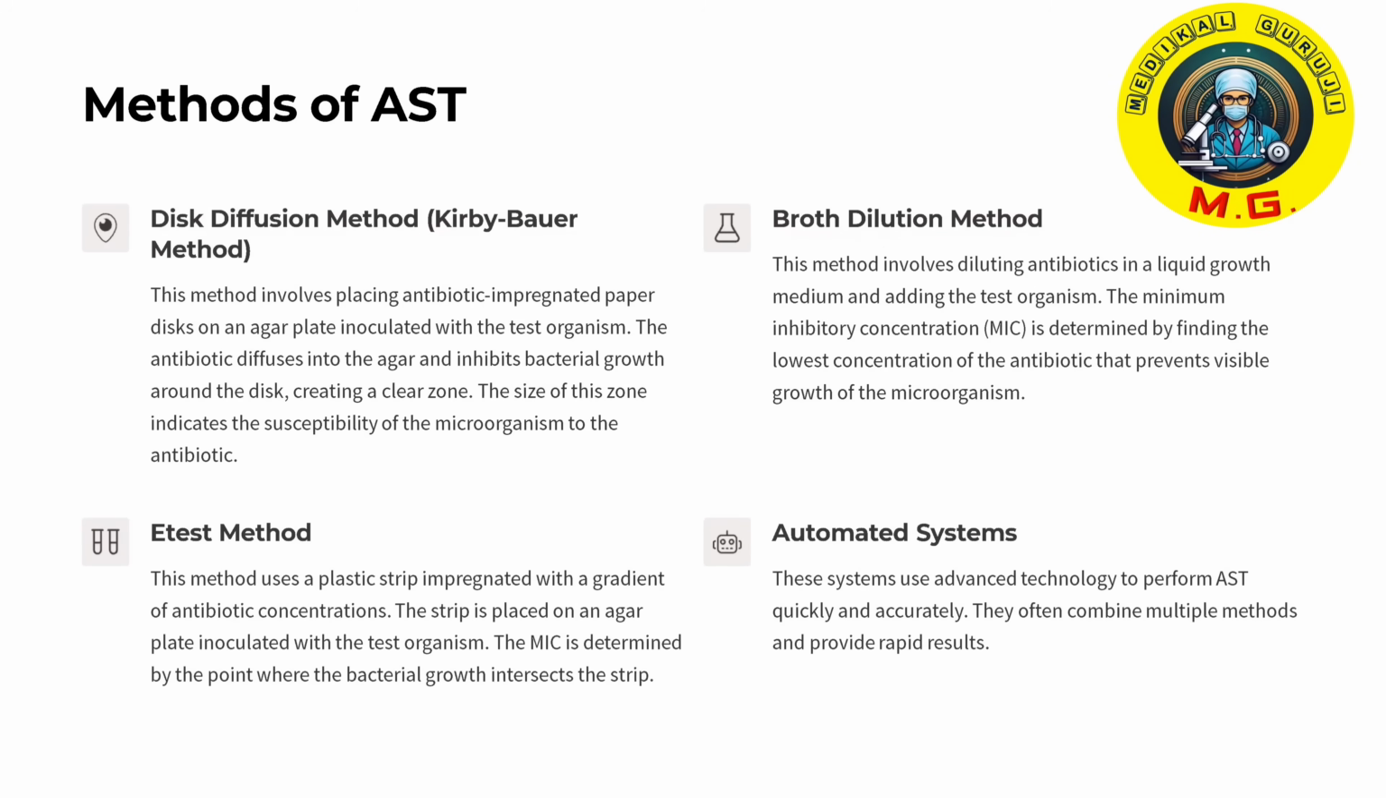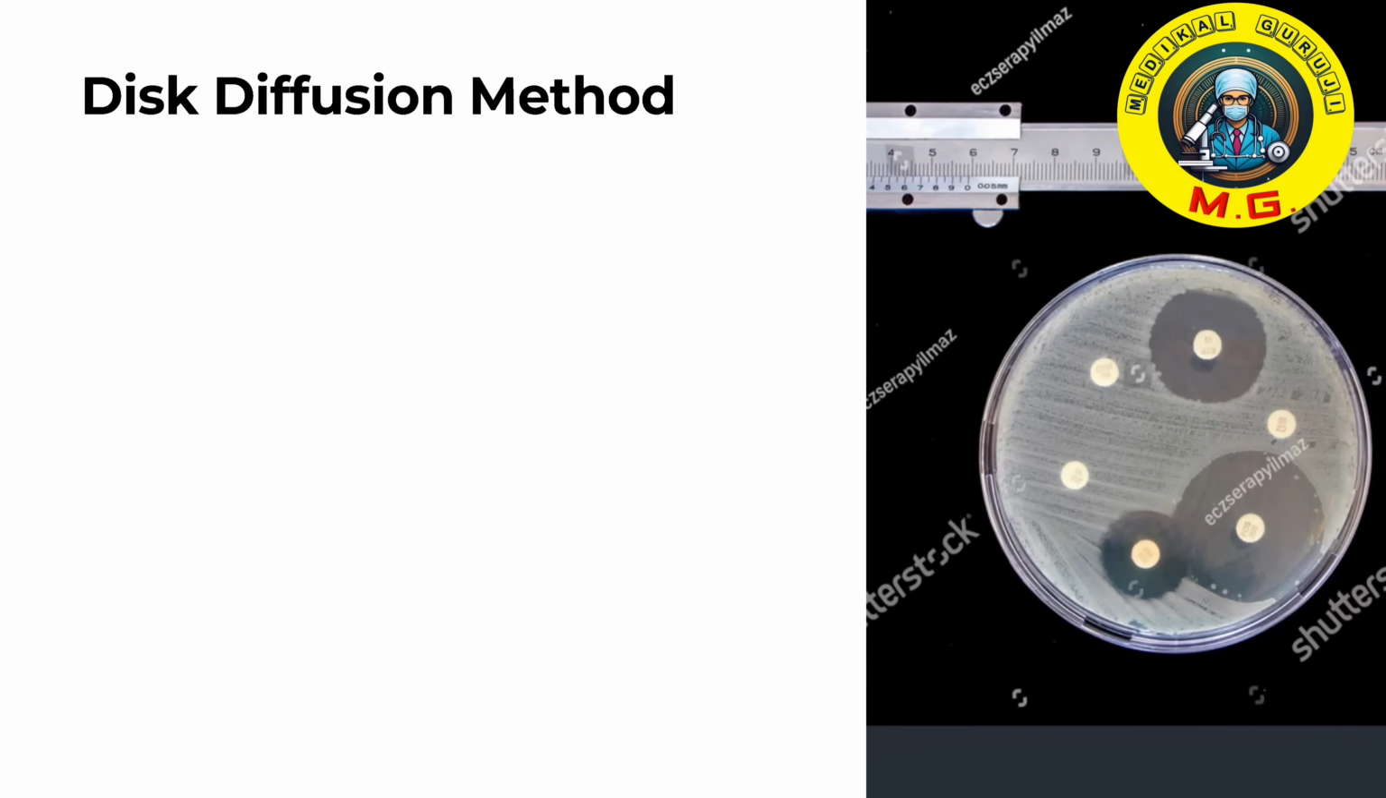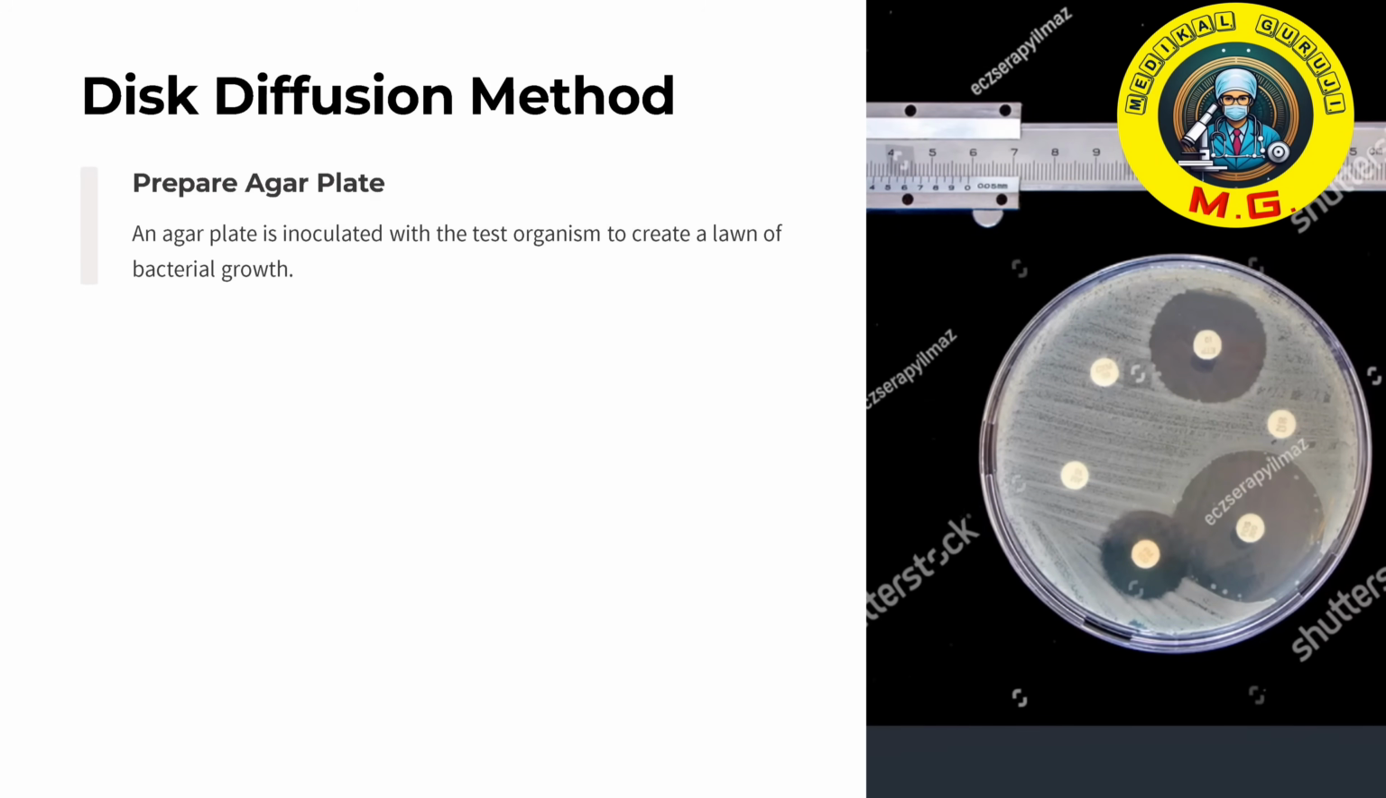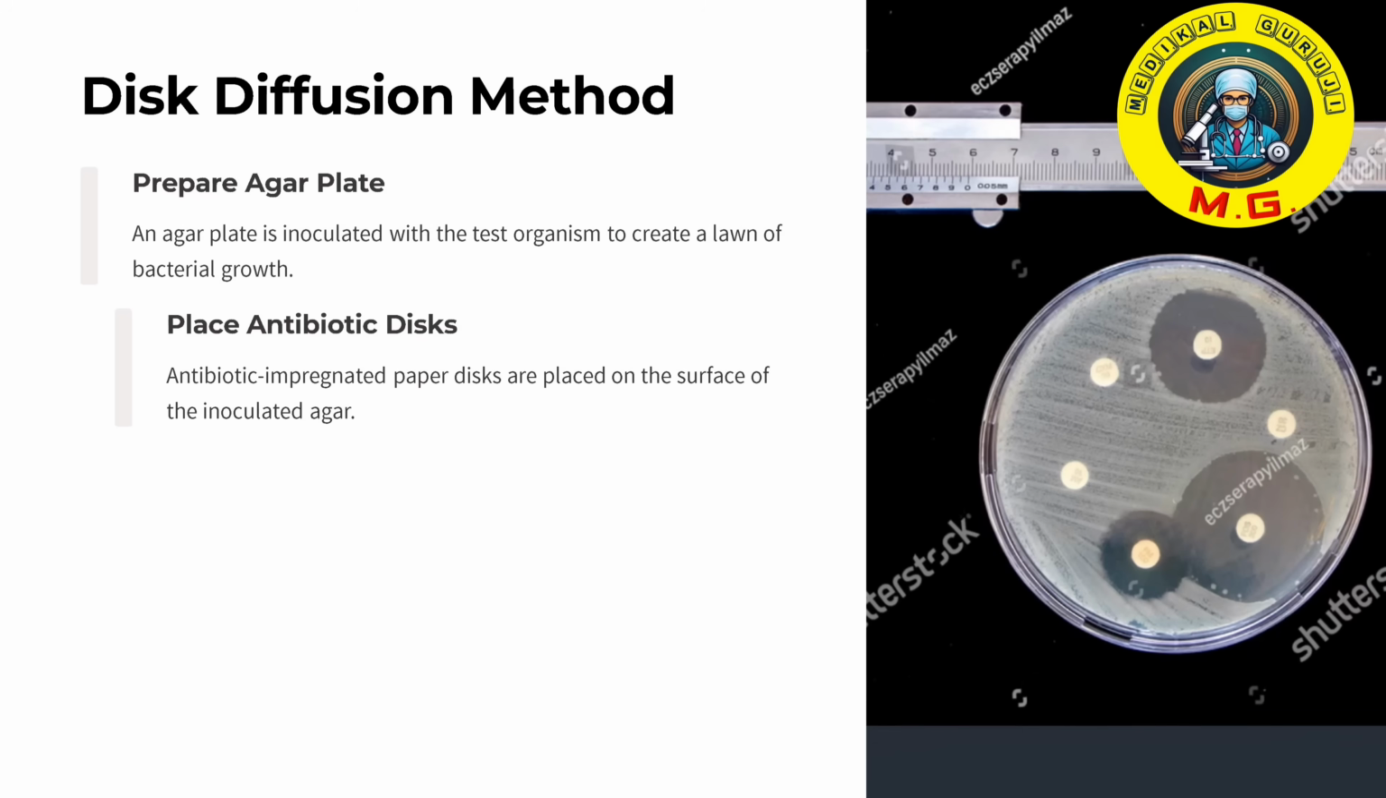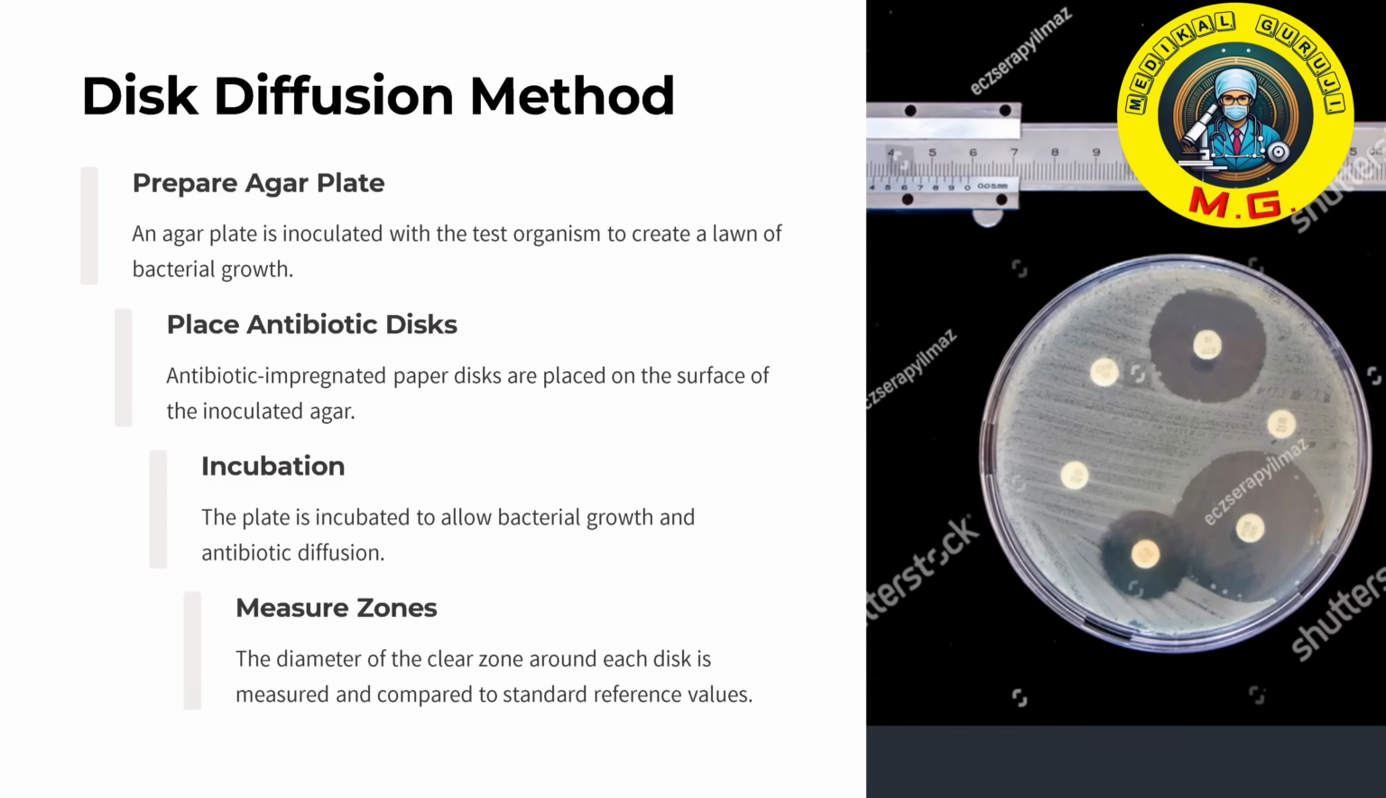There are several methods used for AST. The first one is the disk diffusion method, that is the Kirby-Bauer method. This method involves placing an antibiotic impregnated paper disc on an agar plate inoculated with the test organism. The antibiotic diffuses into the agar and inhibits bacterial growth around the disc, creating a clear zone. The size of this zone indicates the susceptibility of the microorganism to the antibiotic.